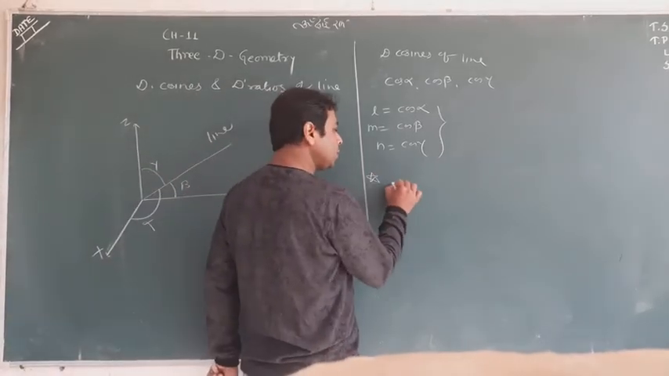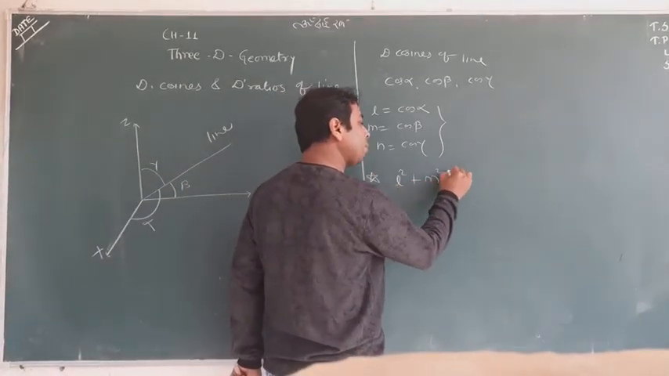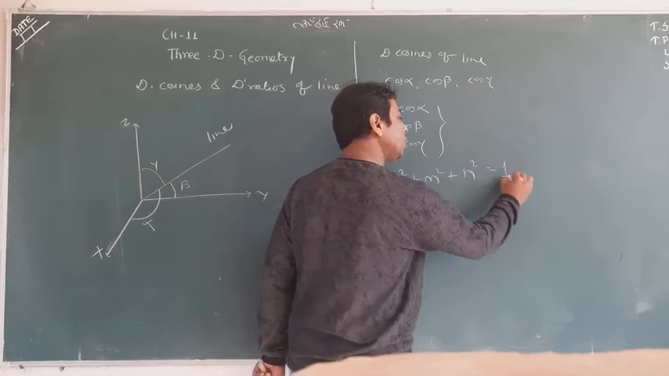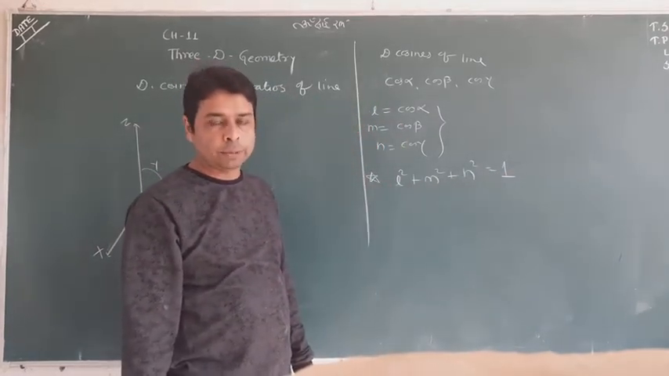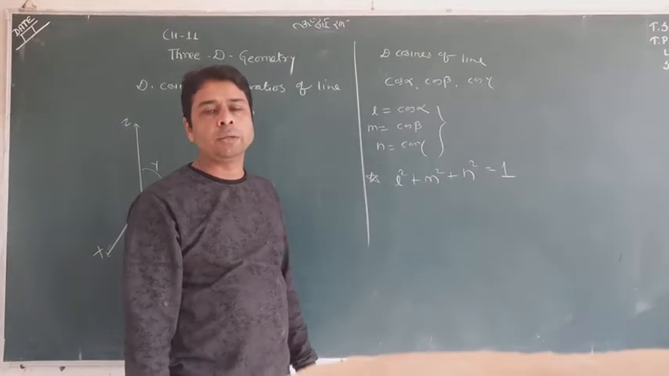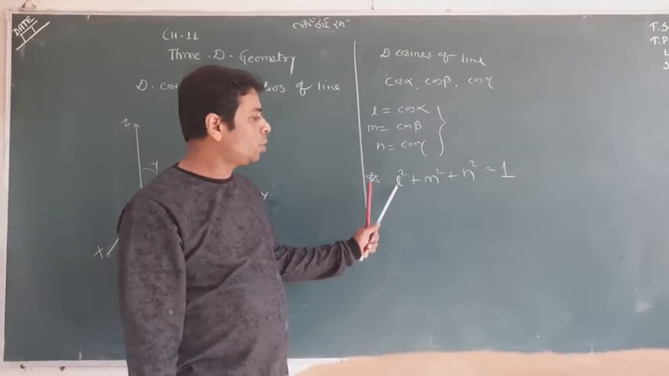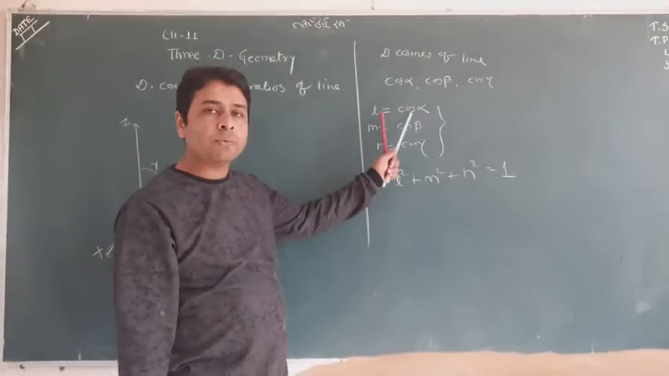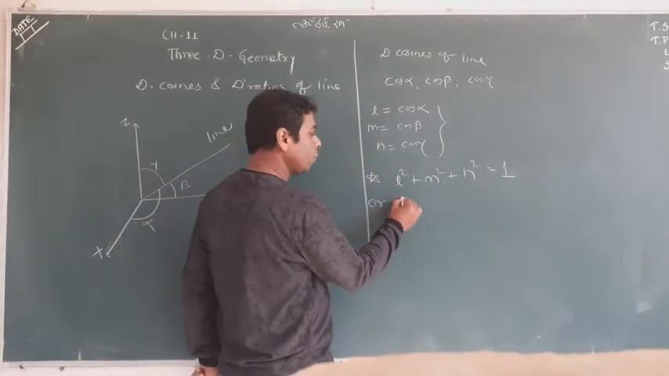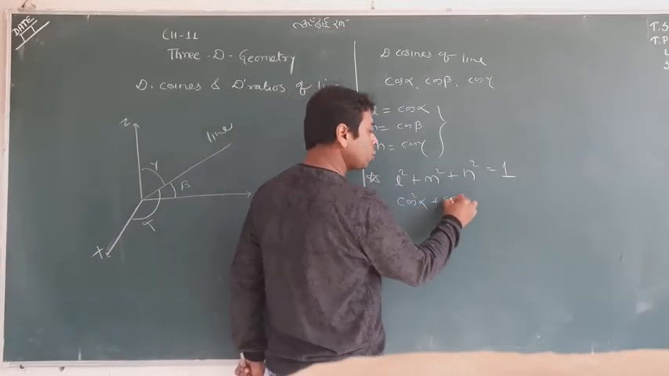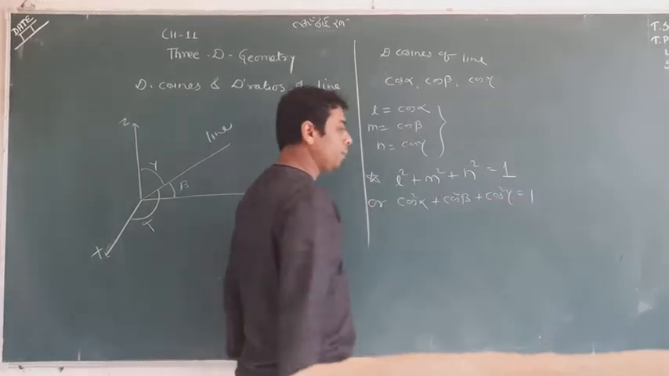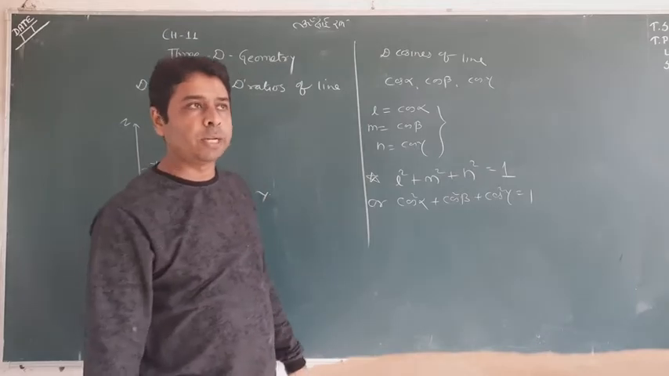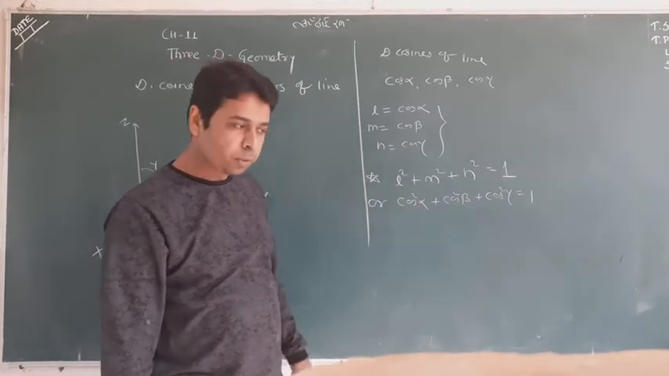One more formula, which I taught you in the last chapter with derivation: l square plus m square plus n square equals 1. That is a very important formula. Instead of l, you can write cos alpha, meaning cos square alpha plus cos square beta plus cos square gamma equals 1. So both are equivalent formulas. You can use any one.